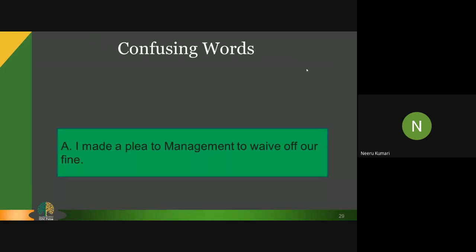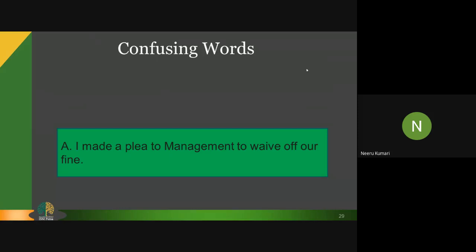The right answer is, I made a plea to management to waive off our fine. The word made, M-A-I-D, should be replaced with the right word, M-A-D-E. Two, T-W-O, would be replaced with the word to, T-O. Wave, W-A-V-E, is the crest and the trough that is formed in the water, whereas waive, W-A-I-V-E, is to decline or to forgo taking. All right, waive off, O-F-F, not O-F. It's not hour, H-O-U-R, but it's our, O-U-R.